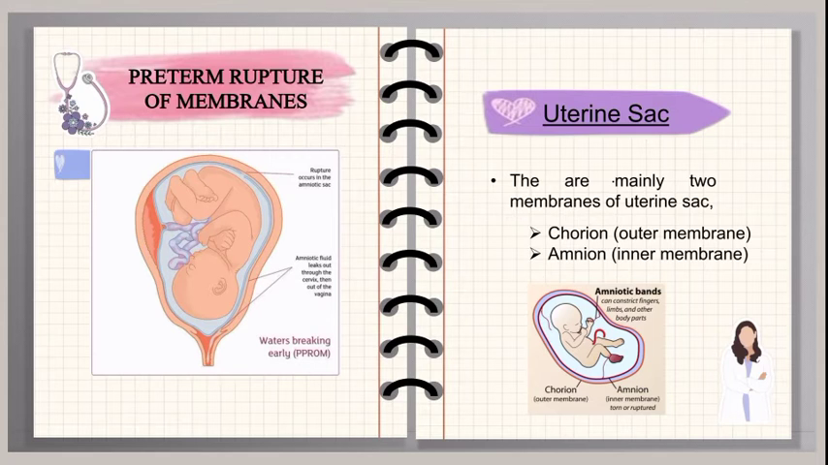So there are mainly two membranes of the uterine sac. The chorion, which is the outer membrane, surrounds the embryo, the amnion, and the other membranes, while the amnion is the inner membrane that surrounds the embryo. So the amnion is filled with the amniotic fluid that holds the embryo in suspension, while the chorion also acts as the protective barrier during the embryo's development.